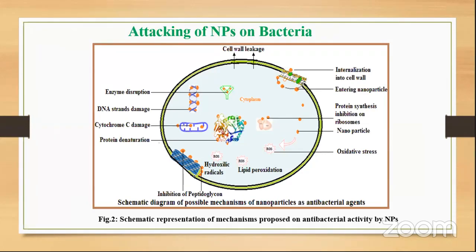The second one is the DNA replication machinery. What happens here? The antibiotic enters inside the bacterial cell and binds with the DNA. When it binds with the DNA, there is no functioning of the cell. The cell becomes dysfunctional by the binding of the antibiotic with the DNA inside the cell. This is the second approach of the antibiotic attacking the bacterial cell.